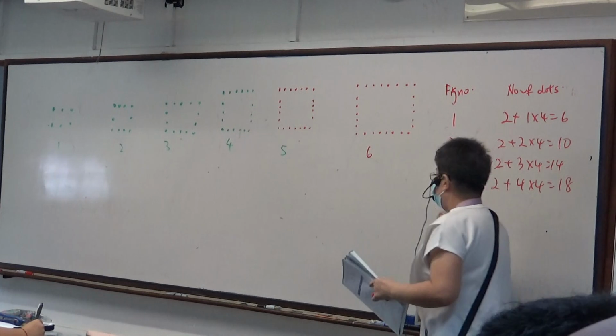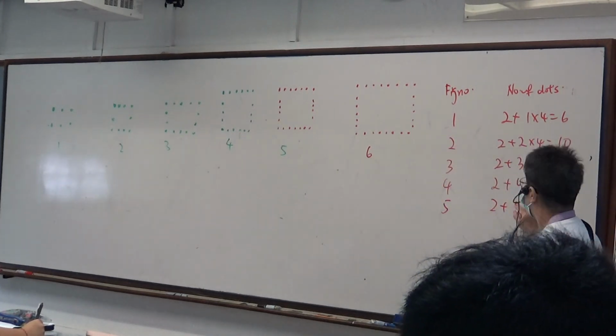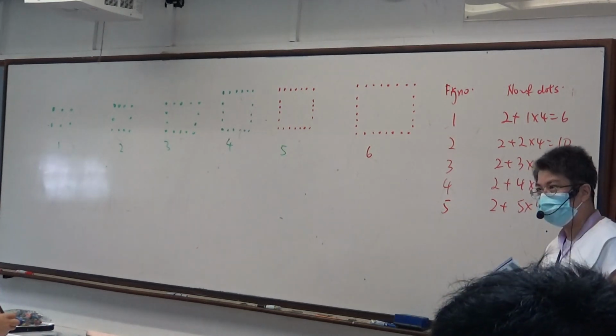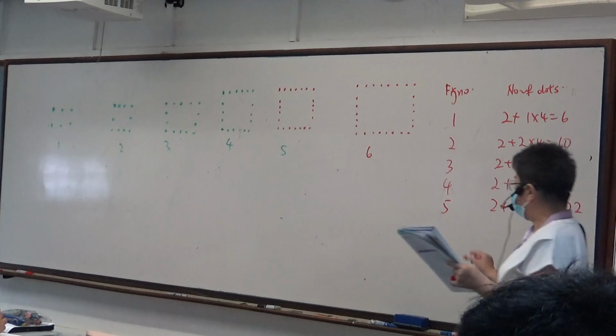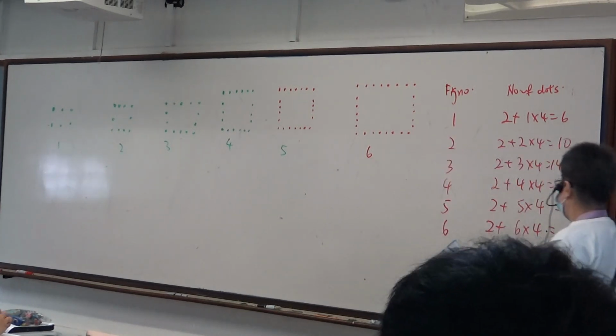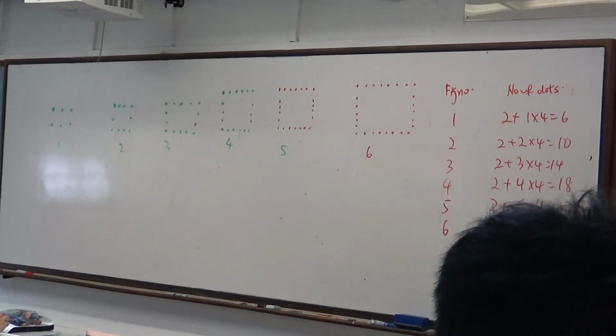Can you tell me what about figure 5? Focus. 2 plus what? 5 times 4. So you get 22. Correct? Fill up now. What about 6? 2 plus 6 times 4. Answer? 26. Are we okay so far?